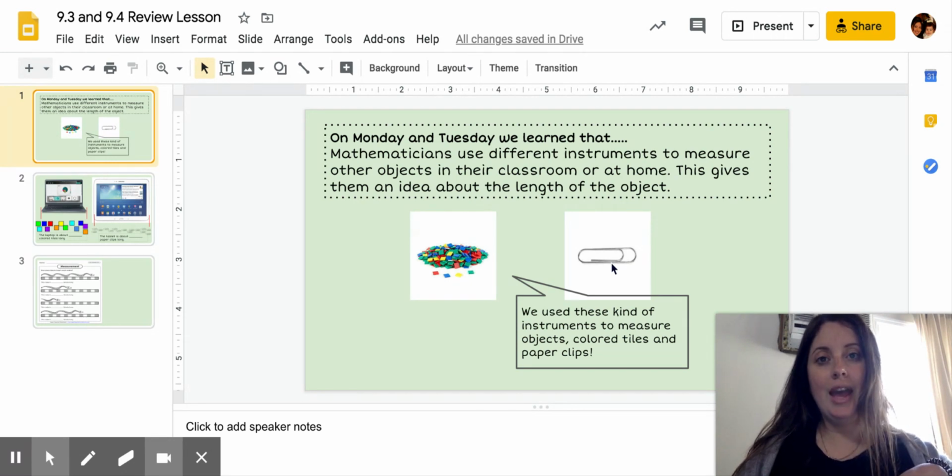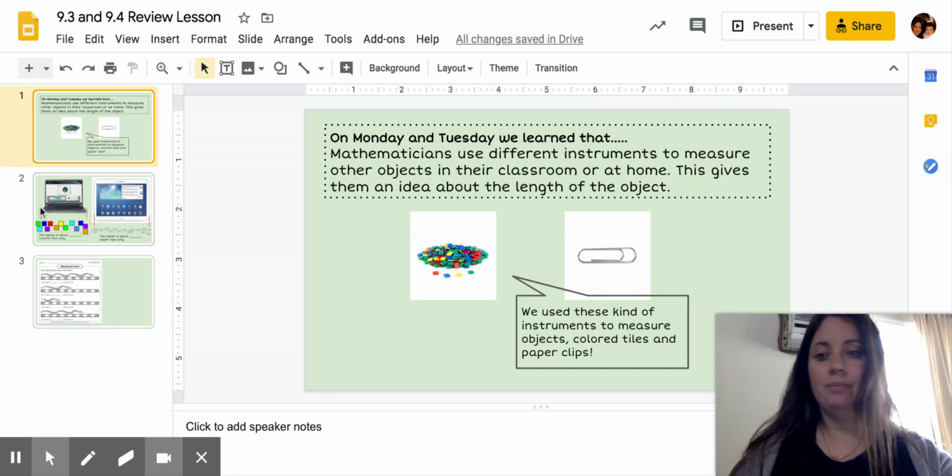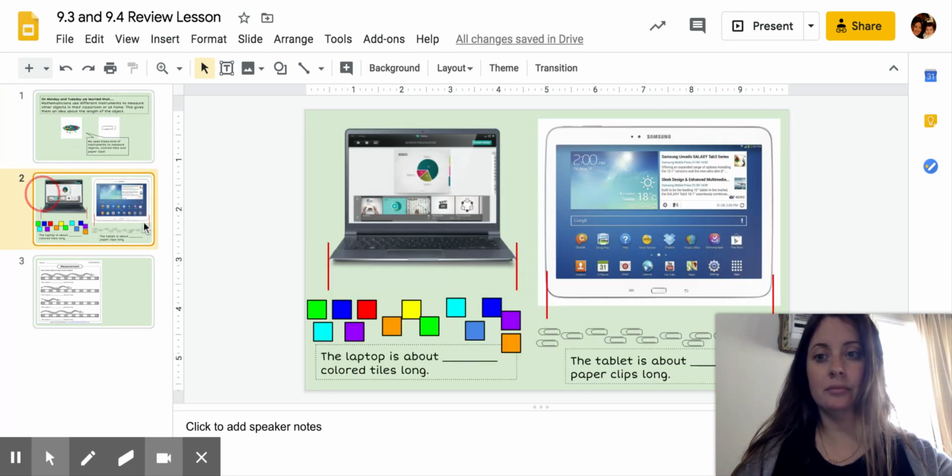I'm going to remind you how to use the colored tiles and the paper clips again today. And then on your own independent work, I'm going to give you a little preview of what that looks like. And you'll see how you can even just use squares to measure out different objects. Okay, so let's go on to the next slide.